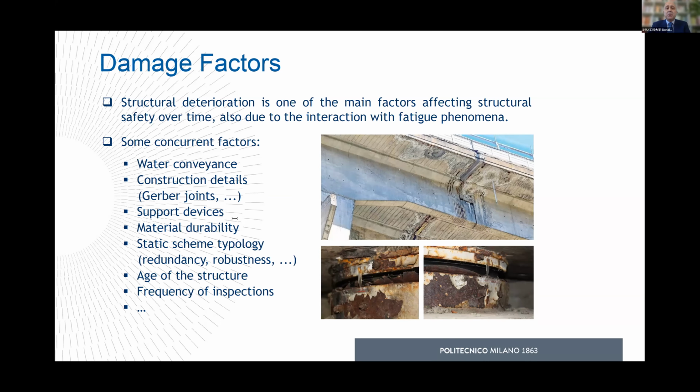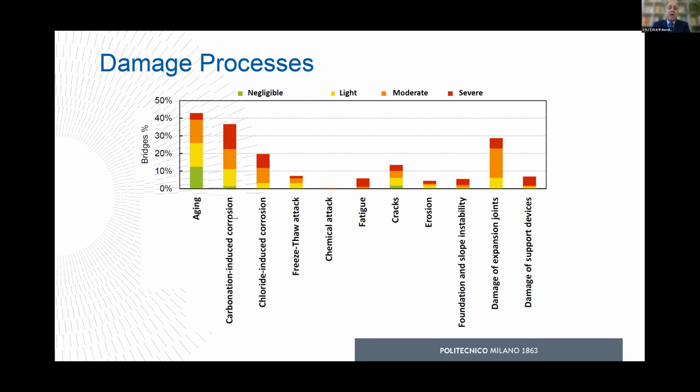As an example, this is the distribution of the damage processes by type and levels in the investigated sample. As you can see, the most critical items, with a percentage ranging from about 30% to over 40%, are related to aging of materials and components, corrosion phenomena, and the damage of mechanical devices of supports and joints.